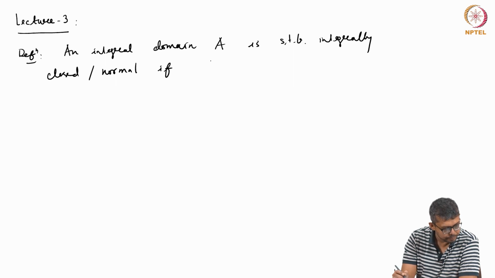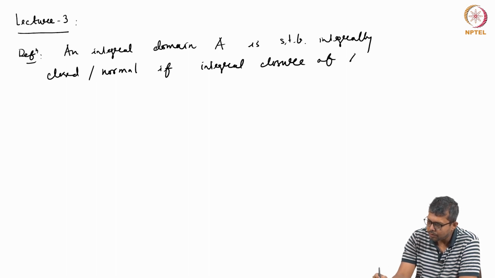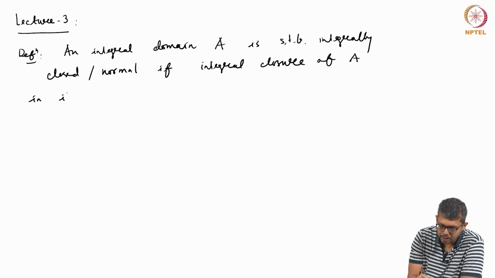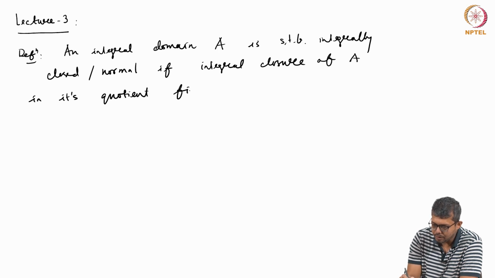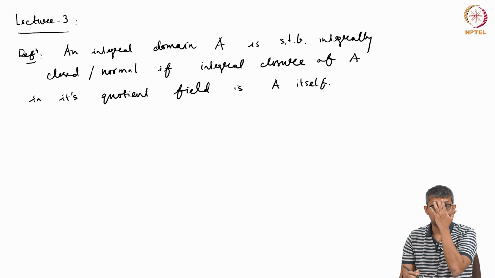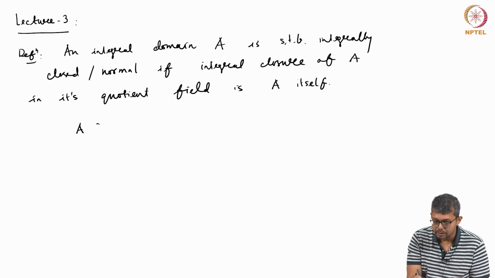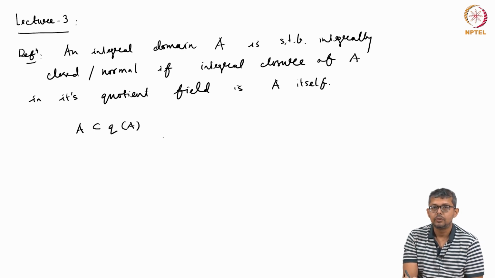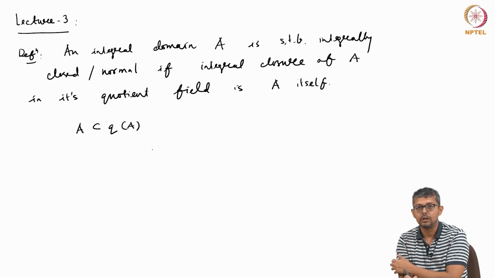If the integral closure of A in its quotient field is A itself. So, of course, you have the natural inclusion, right? A is a subring of its quotient field, because A is a domain, so you can talk about its quotient field. So, A is integrally closed if the integral closure of A in its quotient field is A itself.